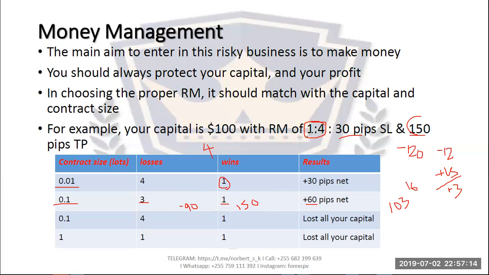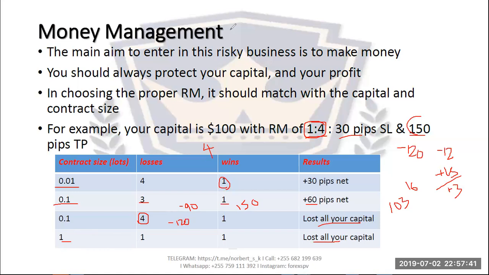But here you're using a 1:4 ratio for risk management. Suppose you lose the first 4 trades, then you have negative 120. Your equity is all burnt. So you lost all your capital. When you use 1 lot, that means negative 10 pips, your account is burnt.